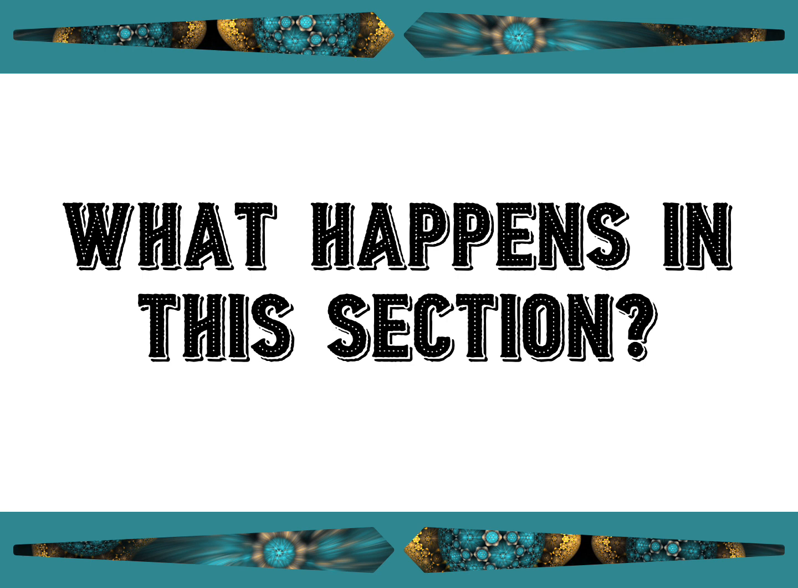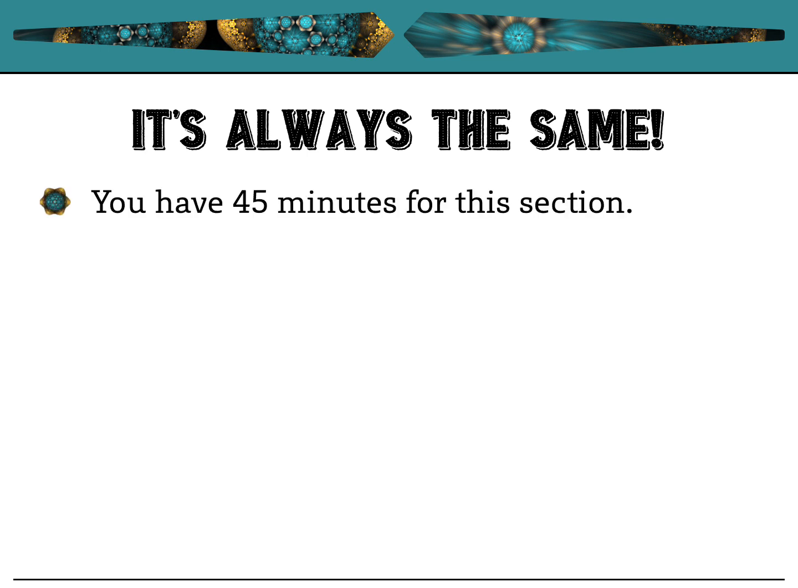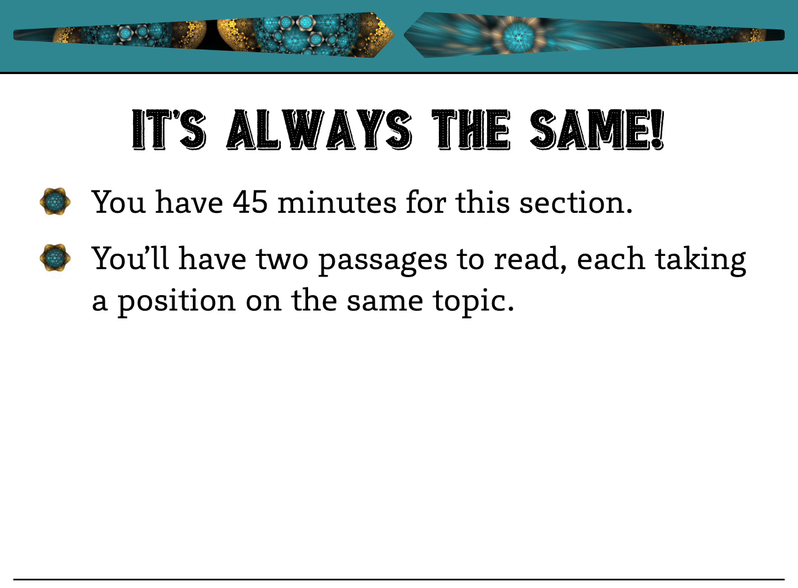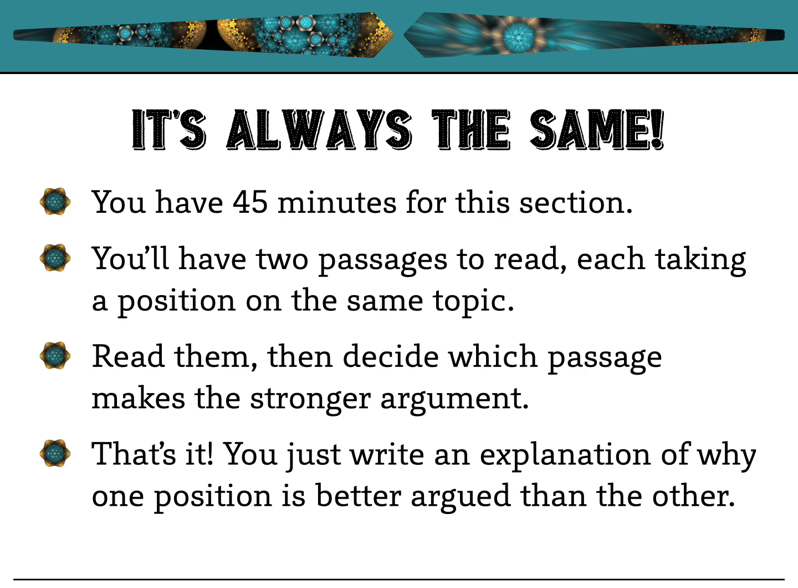So what happens in this section? It's always the same. I promise you, always the same. You have 45 minutes. You'll have 2 passages to read. Each one will take a position on the same topic. So 2 different viewpoints, same topic. All you have to do is read them, then decide which passage makes the stronger argument, and then you write an explanation of why one position is better argued than the other. Really simple. And again, always the same.